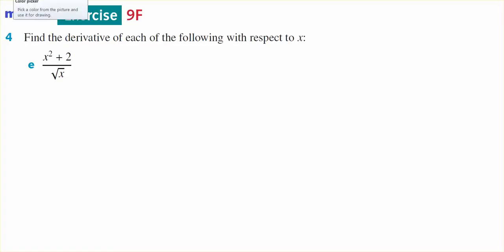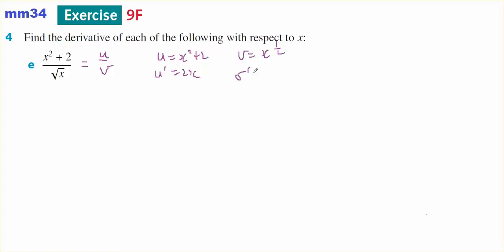So if I was to use the quotient rule, y is equal to u on v, and u in this case is x squared plus 2, so u dash equals 2x, and v equals x to the half, which means v dash equals a half x to the negative a half. So the derivative, y dash, will equal v u dash minus u v dash on top of v squared.